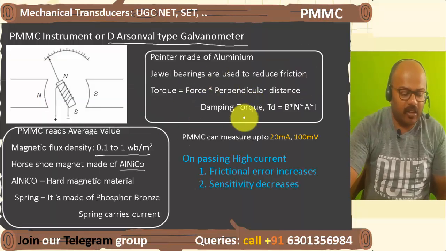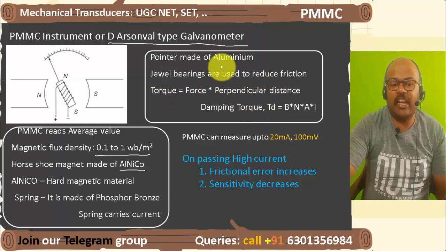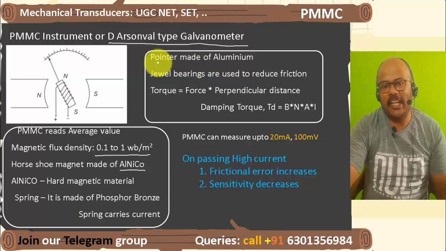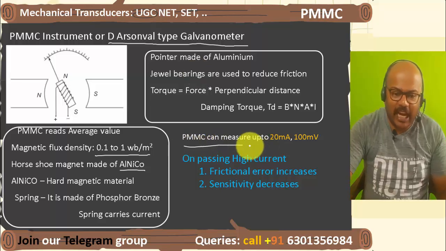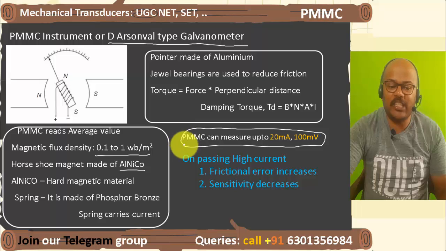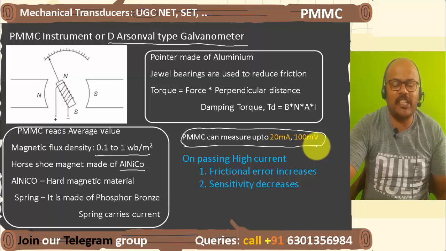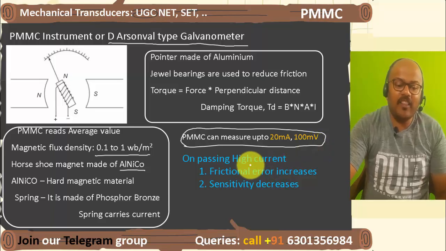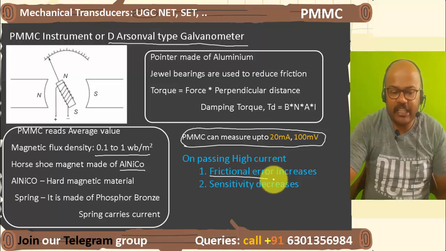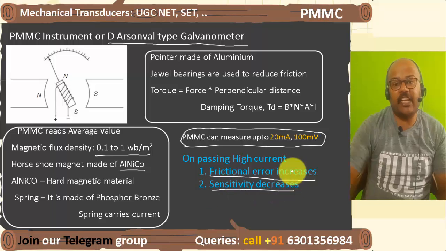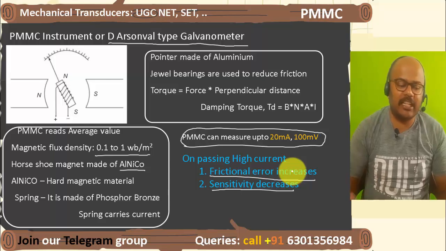Right? Now, the jewel bearings are used to reduce the friction, and the material that is used in order to fabricate it is aluminium. Now, the value that it can measure, it is a low value which is of the order of 20 milliamperes, and voltage is 100 millivolt. Such a low value it is reading. And on passing the high current, a spring is the one which is going to get damaged. Thereby, frictional error is going to increase and sensitivity is going to decrease, and chances are there that there may be a permanent damage in the spring.